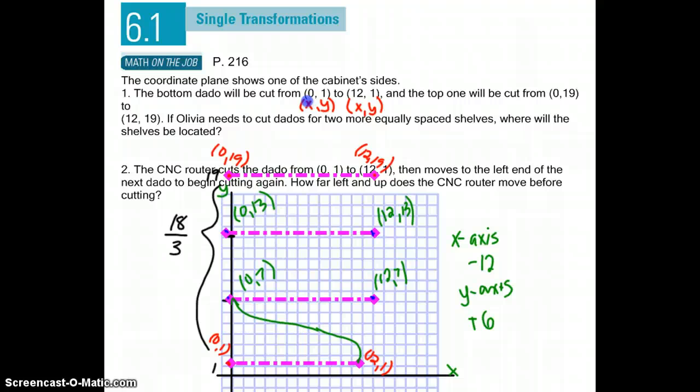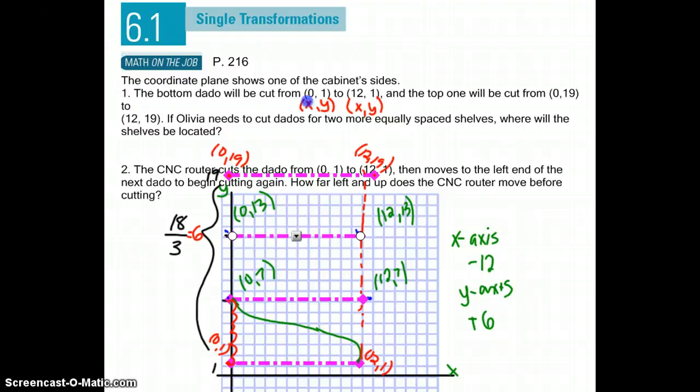The first thing I did is I figured out that the distance between 19 and 1 was 18. And 2 more cuts would mean splitting it into 3 parts. So 18 divided by 3 is 6. So each one of these cuts needs to be 6 units apart. So I started here and counted up 1, 2, 3, 4, 5, 6 to my next cut. That cut will also go to 12. Some of these are a little bit off. 12 would be about there. So these should all be to 12. There we go. So those would be till 12.